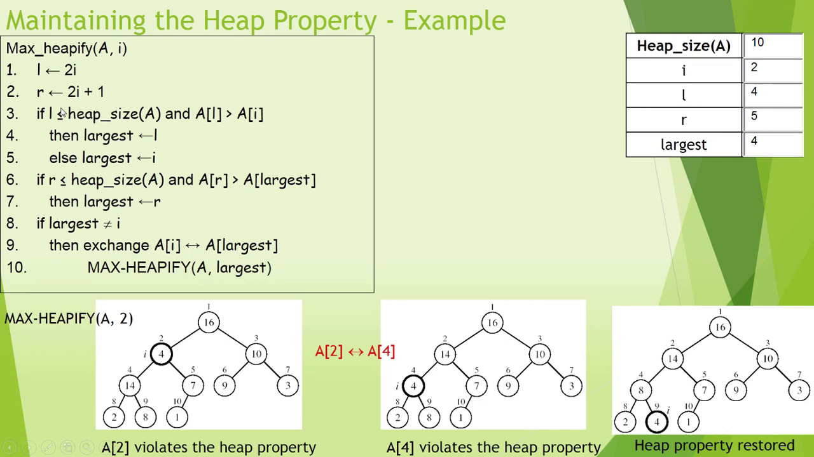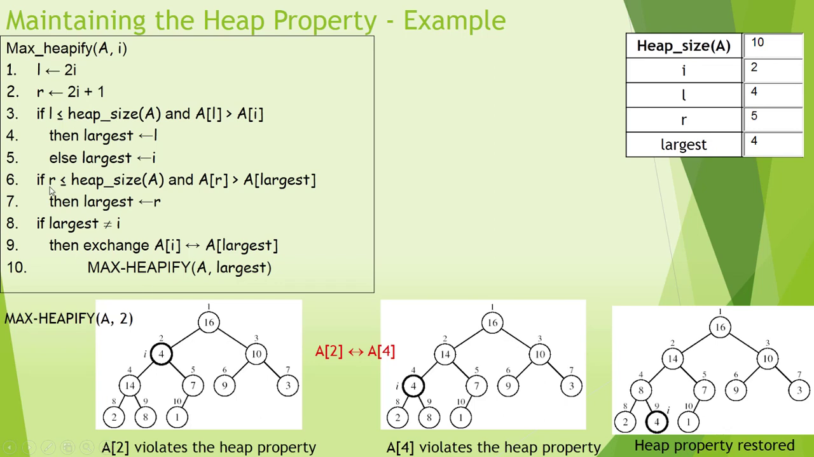So anyway, L is 4, 4 is less than 10, so that condition is true. What is A of L? A of 4, 14 is greater than A of I. What is A of I? A of 2, so 14 is greater than 4. So the largest will be initialized as L. Largest is 4, position of largest is 4.